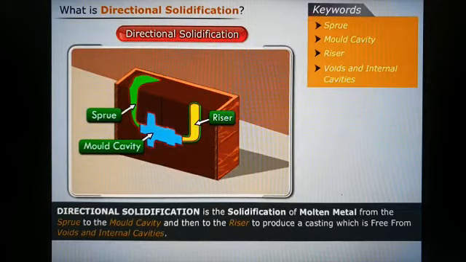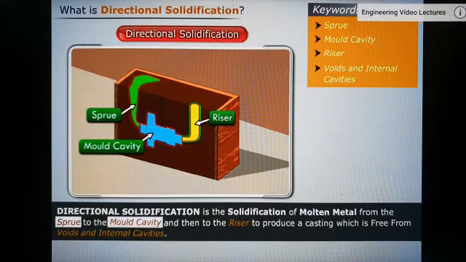Thus, we can say that directional solidification is the solidification of molten metal from the sprue to the mold cavity and then to the riser to produce a casting which is free from voids and internal cavities.